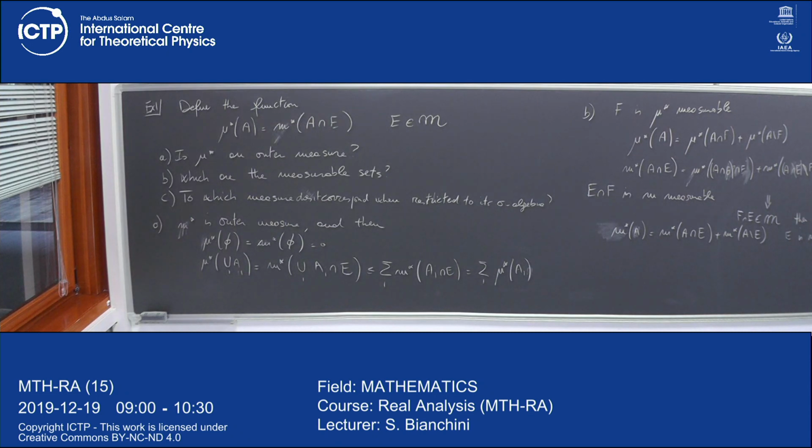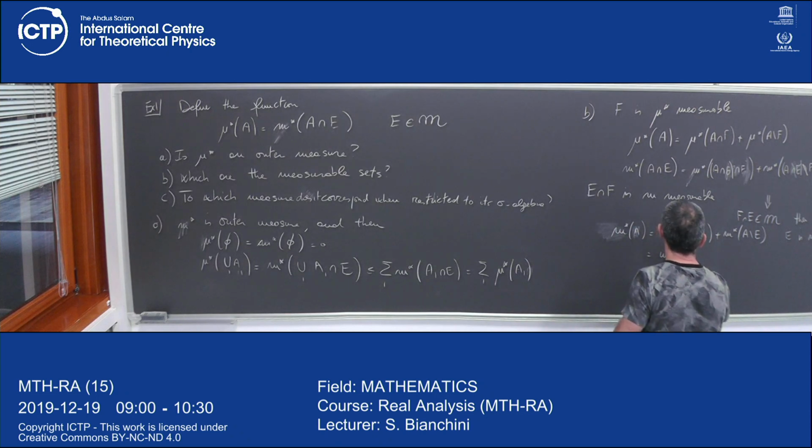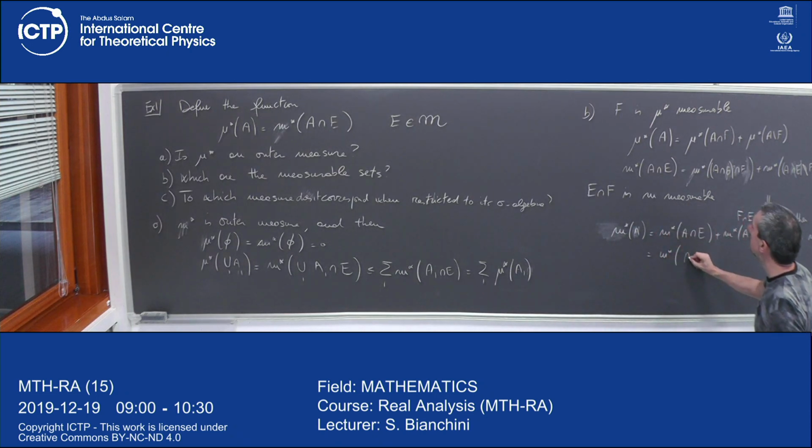Okay? So now, if I give you F, so now I have a set for which this holds, and then I have this holds, so I rewrite m star of A intersection E intersection F intersection, okay.